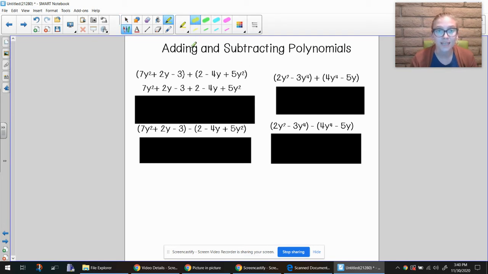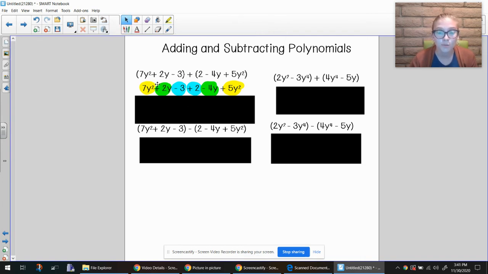So like terms have the same variables and the same exponents. So 7y squared is alike with 5y squared. So those are going to combine to be 12y squared. 2y is going to combine with negative 4y to be negative 2y. And negative 3 is going to combine with positive 2 to be negative 1.